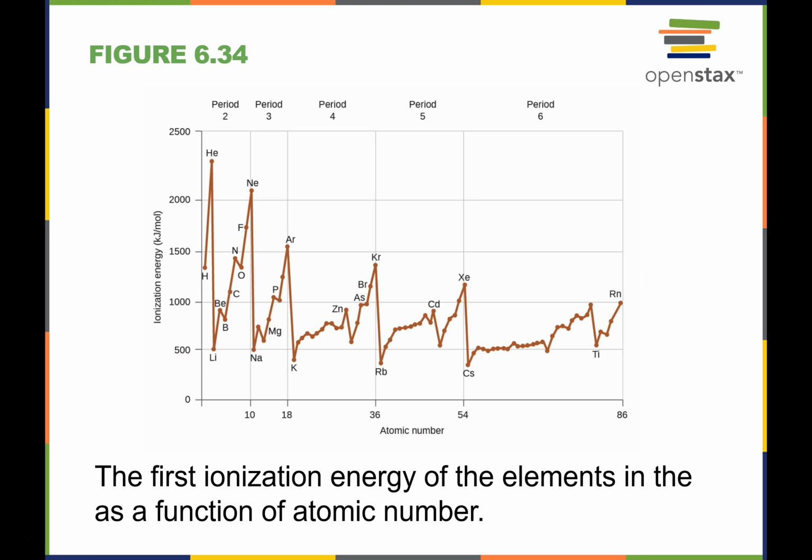Yep. So you can kind of see down here, this is your group 1A element for that period, rare gas. Group 1A element for that period, rare gas. Okay, so that's kind of how it goes. Ionization energy increases across the period and as you go up.